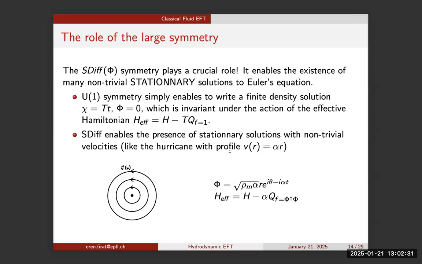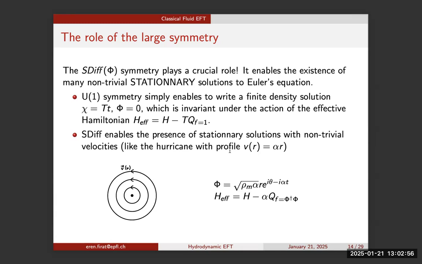So here the Hamiltonian, the time translation, is combined with some of the internal symmetry to form an effective time Hamiltonian that will generate the effective time translation, and that gives you a notion of stationary in the same way as what happens for the superfluid.